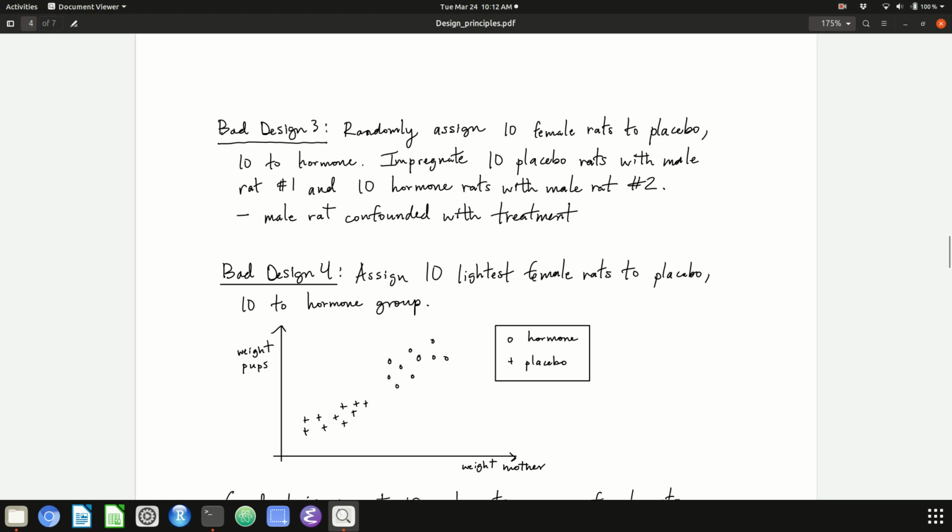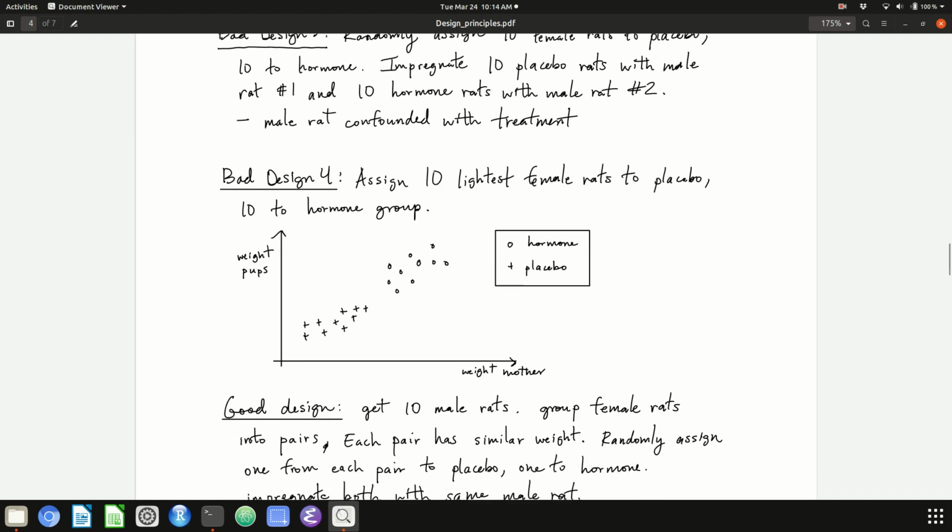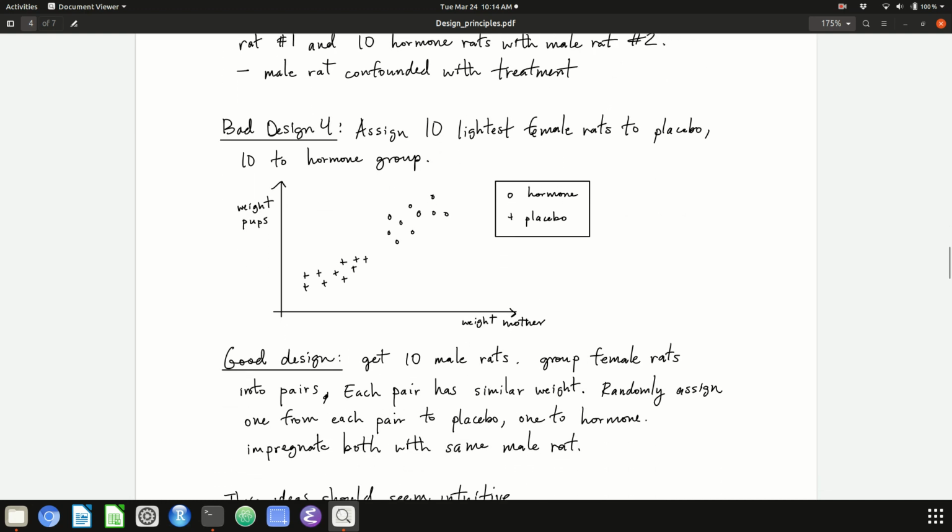And here you wouldn't be able to tell, is the reason that the hormone group is higher that the mothers of these rats got the hormone, or was it because the mother's weight was higher? All right, so these are bad designs.